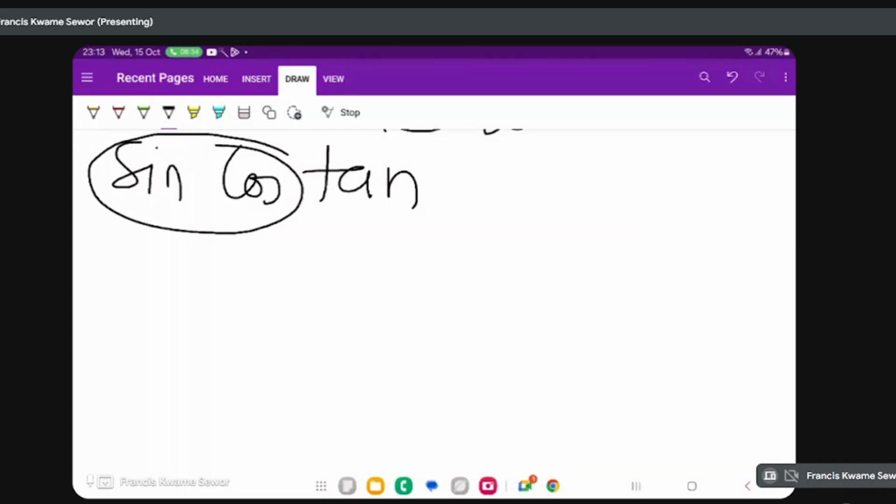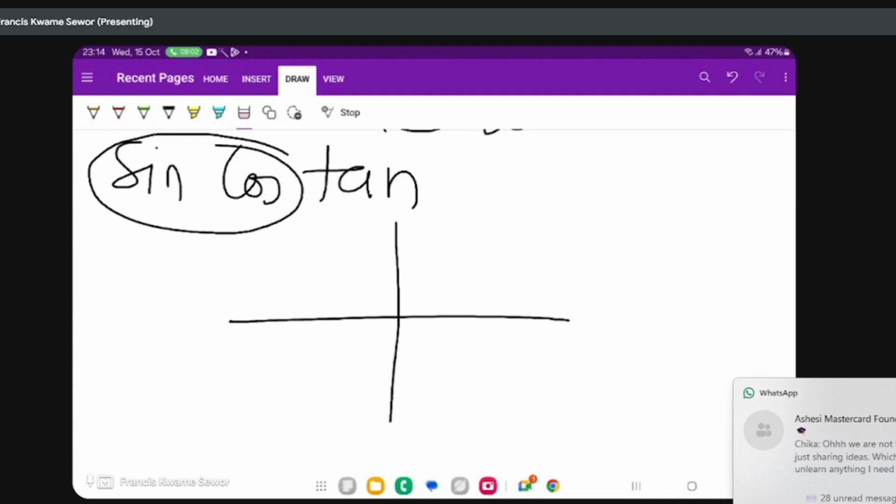If you differentiate a cos, you get what? Negative sine. If you differentiate a negative sine, you get a negative cos. If you differentiate a negative cos, you get what? A positive sine.